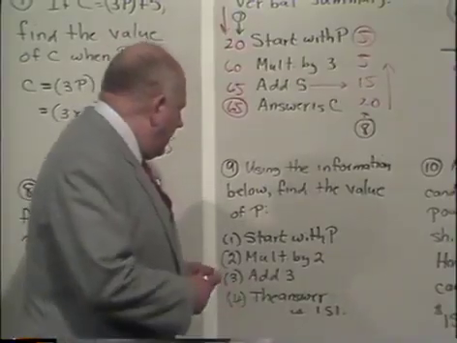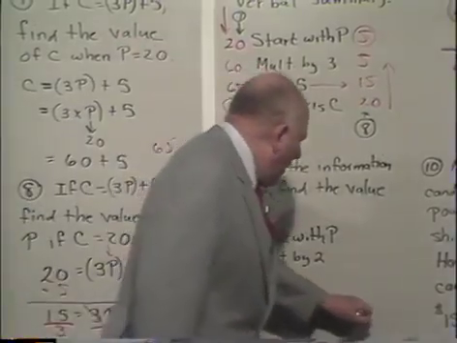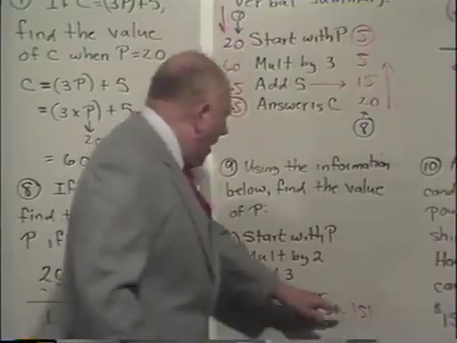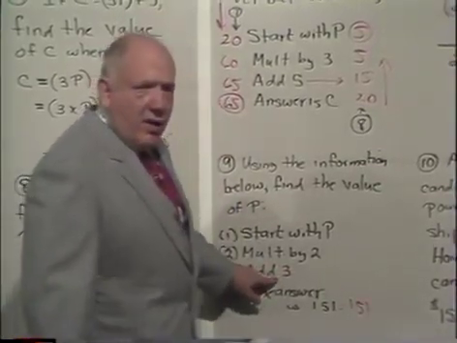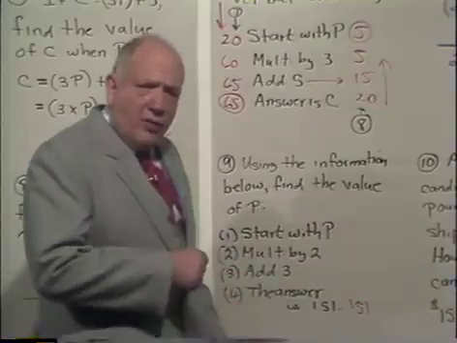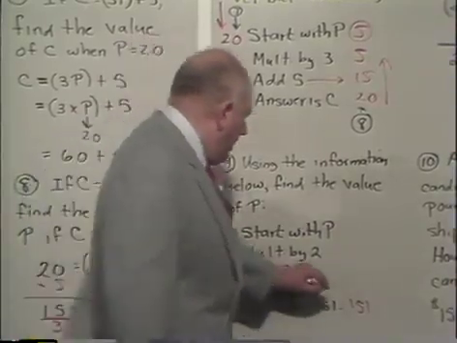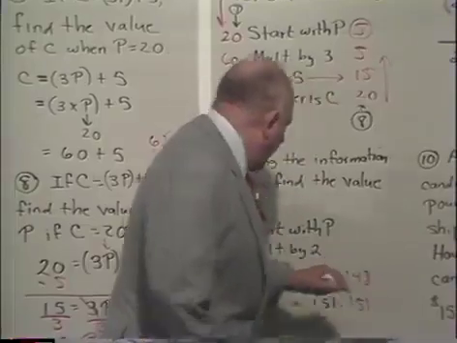How do I find P from this? I know when I'm all through, I had 151. When did I have the 151? Right after I added the 3. So therefore, what must I do to reconstruct what happened? I subtract 3. That gives me 148.